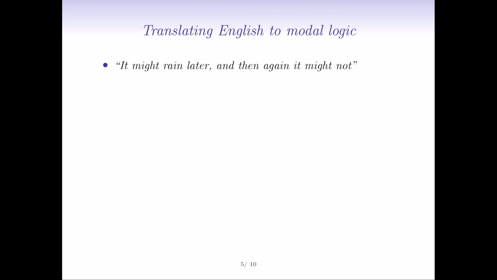So let's immediately, without giving the formal semantics of modal logic, have a go at translating some English sentences into modal logic, just going by the intuitive idea that box A means necessarily A, and diamond A means possibly A. So the sentence is, it might rain later, and then again it might not. So again, the game really is first of all to identify the propositions, and then to identify both the connectives, but also the modalities.